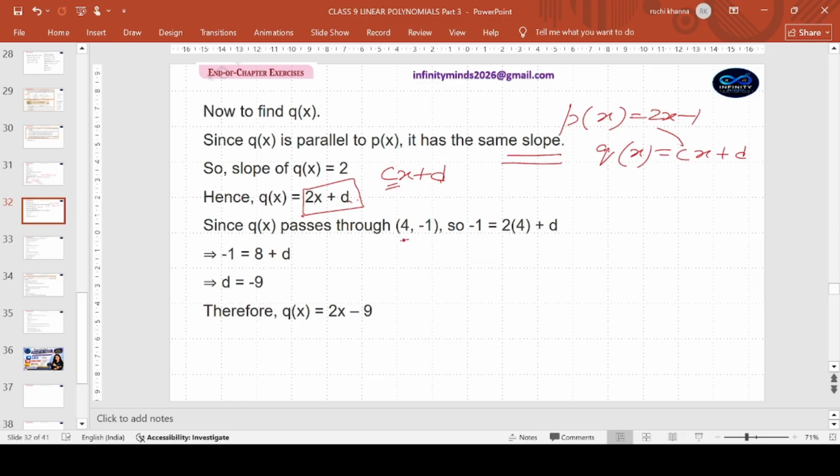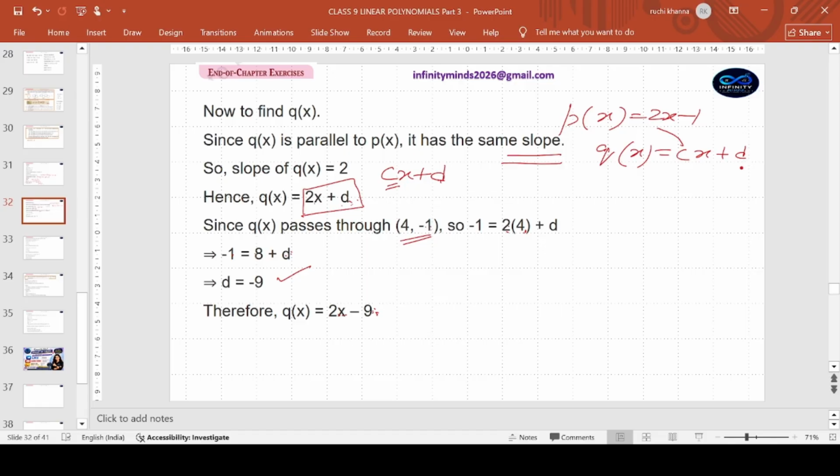Now it is given a single point because the variable left is only 1. So this passes through 4 comma 1. That means in place of x you will put a 4. 2 4s are 8 plus d, and the value of the function will be minus 1. So d becomes minus 9. So the polynomial becomes 2x minus 9. Clear? See, the lines were parallel, they have the same slope. One equation is done, 2x minus 1.